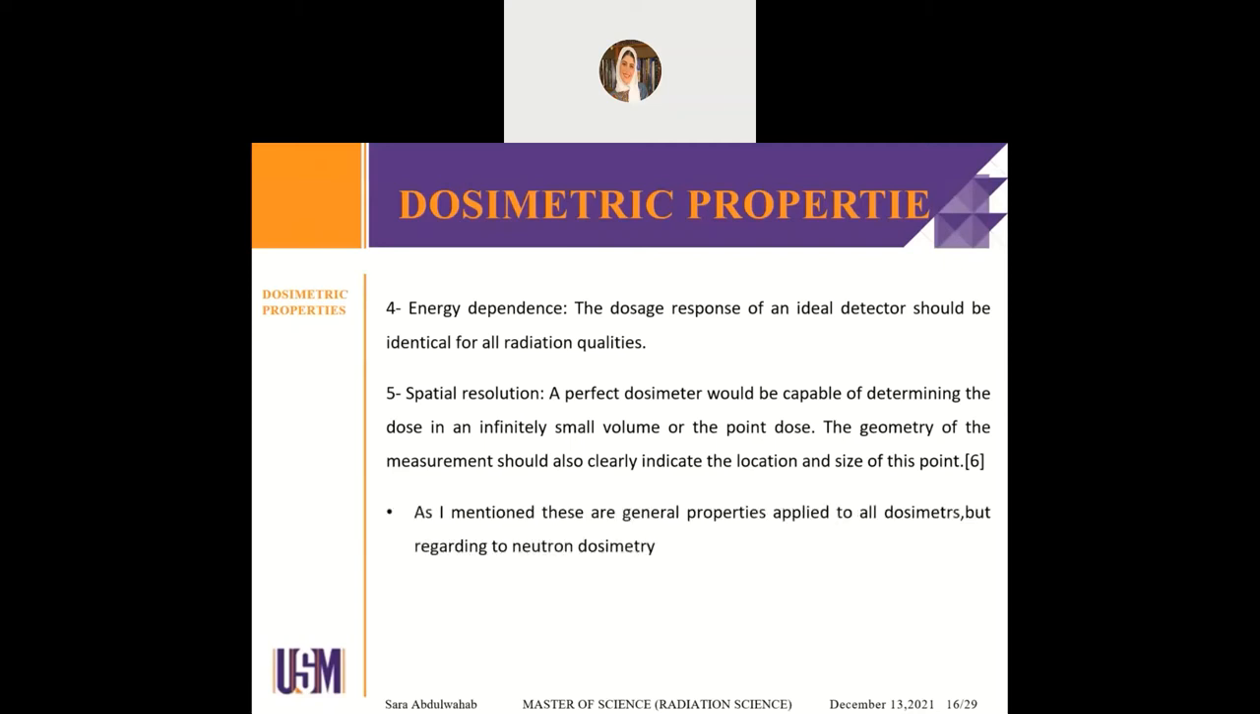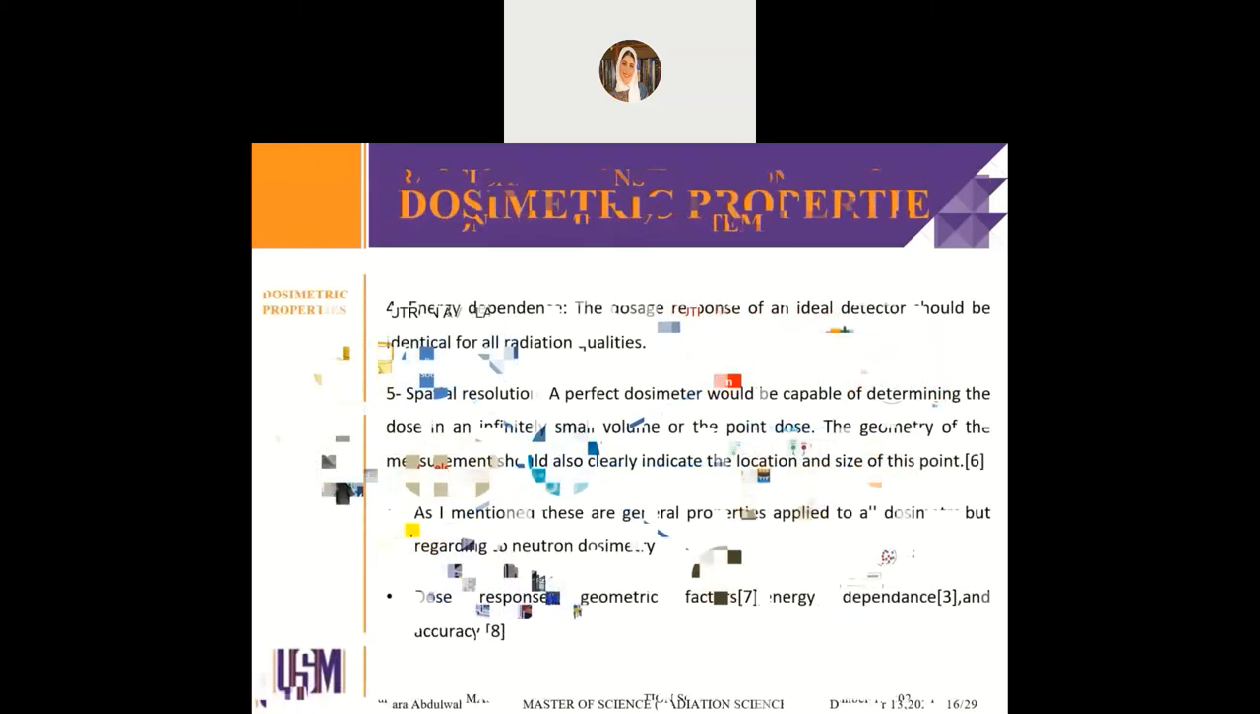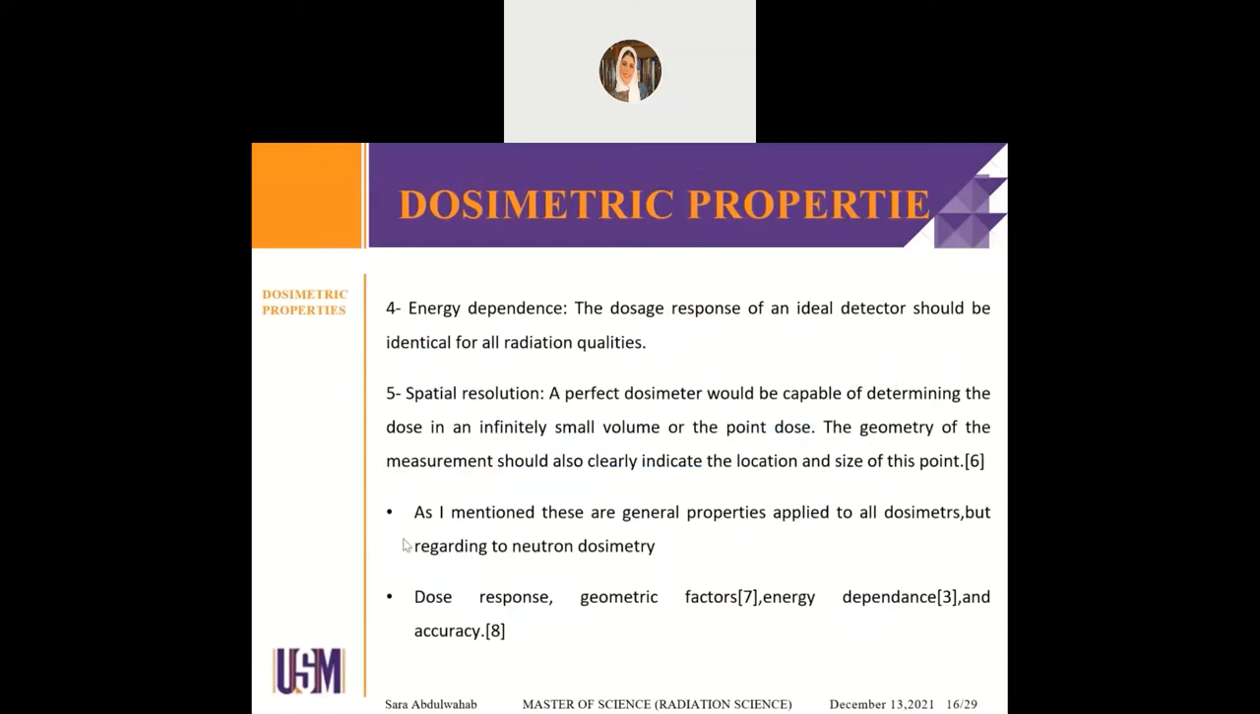So all these five properties are general properties. We can apply them to all kinds of dosimeters, and there are also so many others, but I mentioned only these five because these are what we care about when it comes to neutron dosimetry. And I think that's very much it for my part. Thank you, and now my friends will continue.